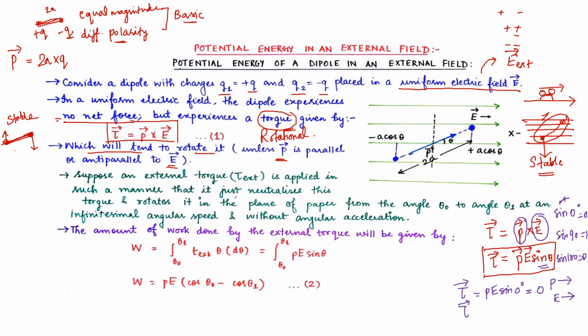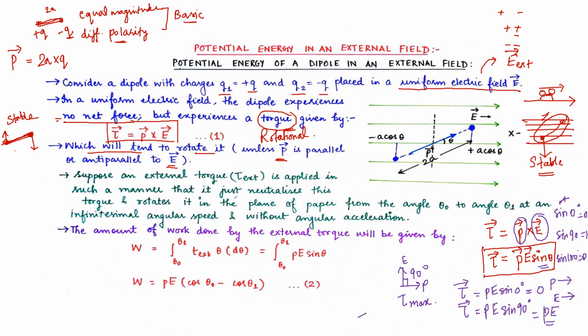Another case for the torque is PE sine 90 degree. Sine 90 degree is 1, so the answer will be PE. And this is the position where our P and our E are making an angle of 90 degrees with each other. This is the point where our dipole will face torque of the maximum magnitude.